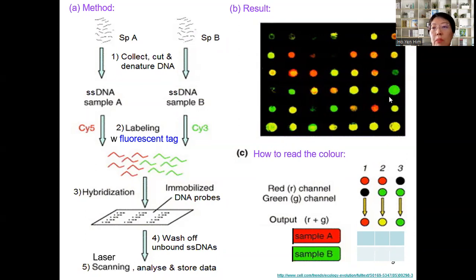Okay, so this picture here is an example of a result. You can see a lot of spots, and each spot has a different color. So how do we read the color? Okay, you see that the spot can be red or green or yellow.